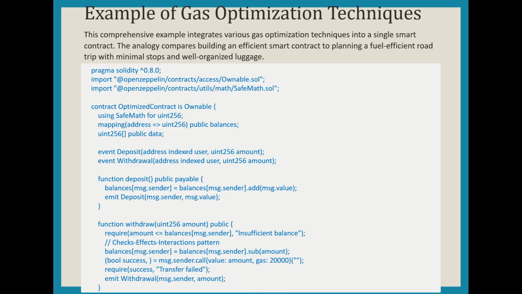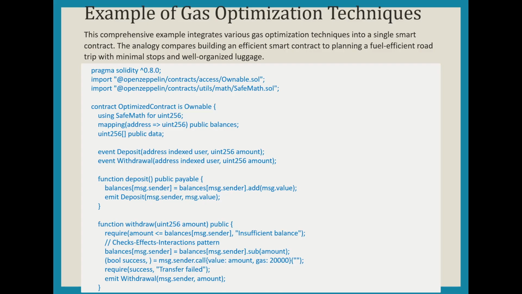Then you have your state variables: balances, which is a mapping, and data, which is an array that stores uint256 values. Here you have two events, the deposit event and the withdrawal event. So please keep in mind that you have two different scenarios. You have events and also functions, and they both have similar names. You have a deposit function and a deposit event, but they're different. Please keep that in mind.